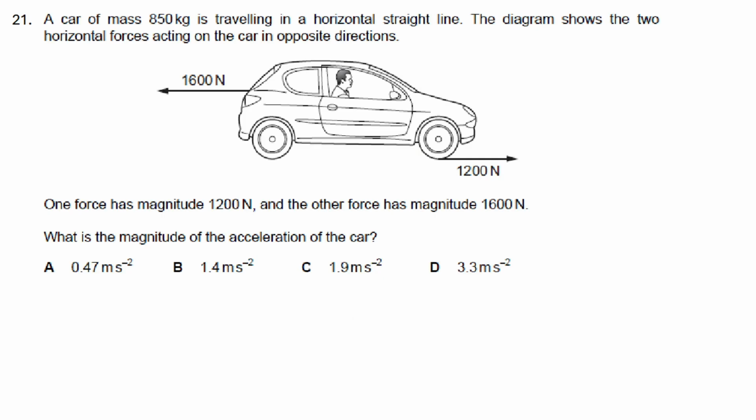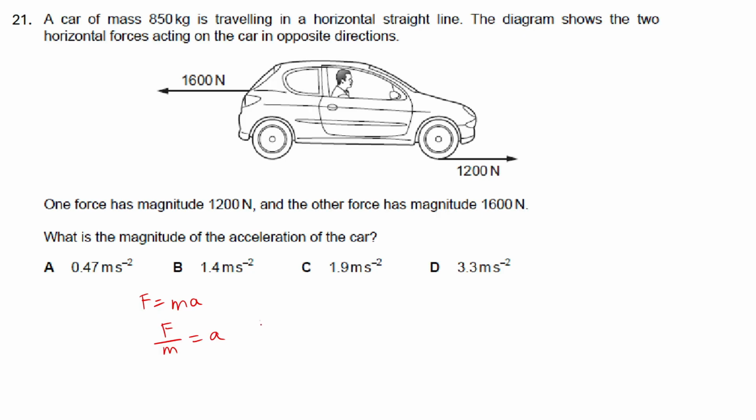Okay, 21. A car of mass 850 kg is traveling in a horizontal straight line. The diagram shows the two horizontal forces acting on the car in opposite directions. One force has a magnitude 1200 and the other force has a magnitude 1600 newtons. What is the magnitude of the acceleration of the car? So we know that acceleration can be modeled by the equation F equals ma. If we solve this, a is equal to F over m, and we're looking for acceleration.